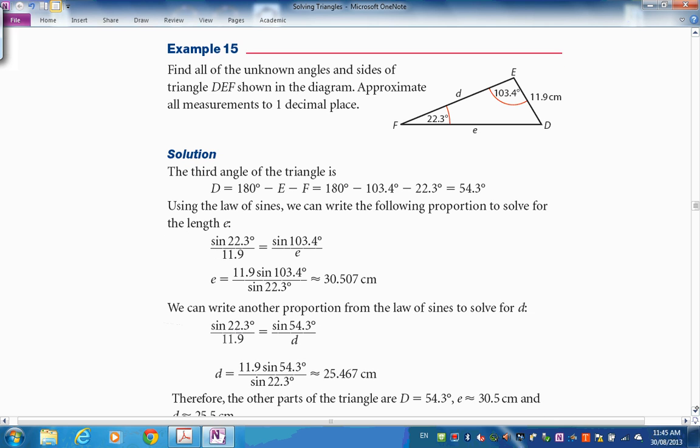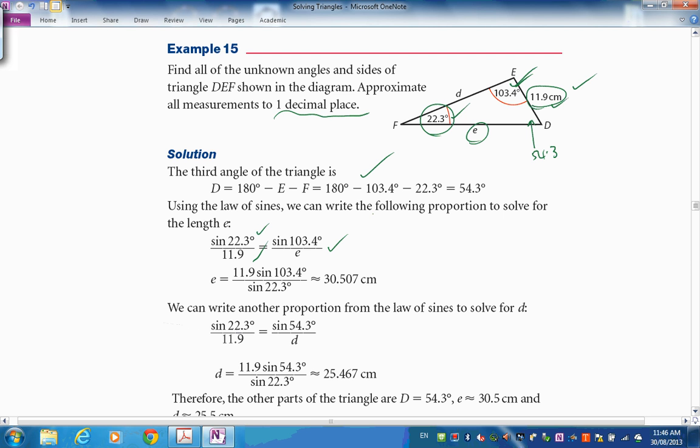So here we are. Find all the unknown angles and sides of triangle DEF here. We're given two angles, one side. All measurements to one decimal place. Okay, well first of all, by sum of angles of a triangle, 180, take the other two, gives us this one here, 54.3. The sine rule says the sine of this angle divided by its side opposite over here is the same as the sine of this angle divided by its side opposite.